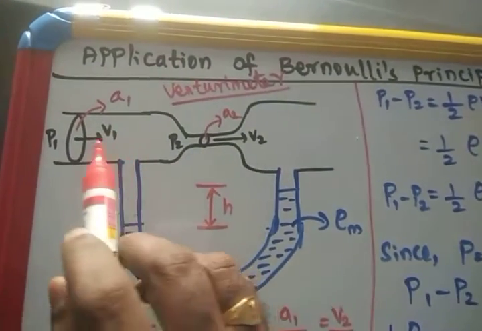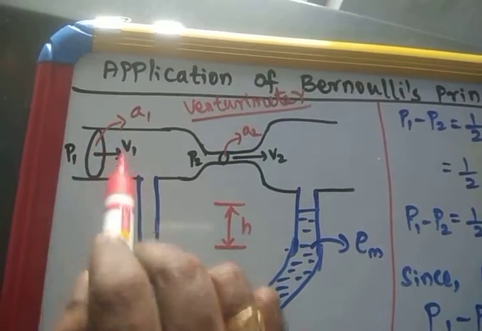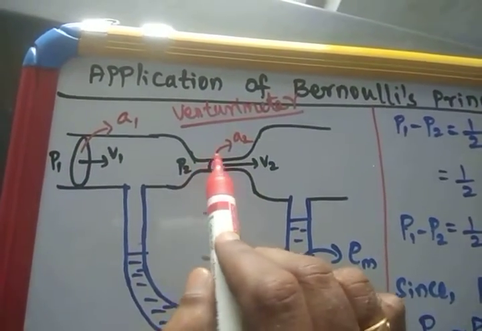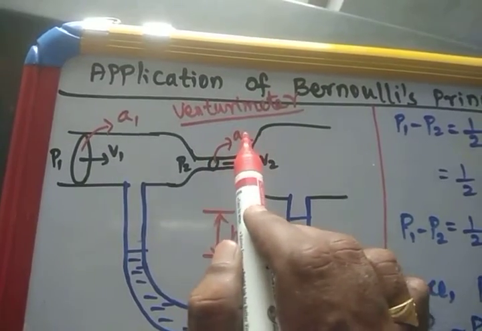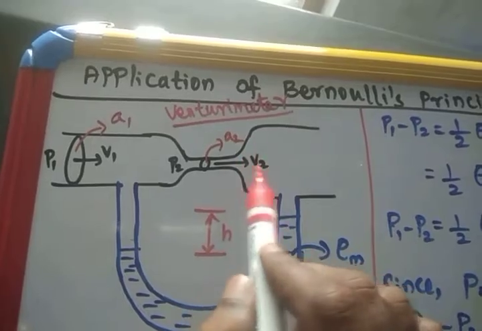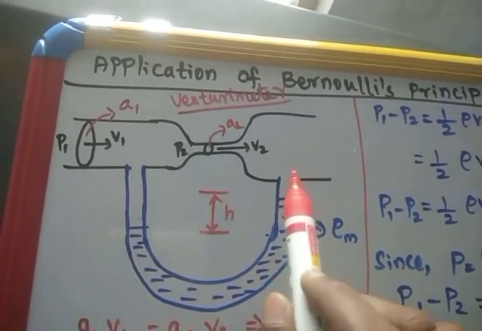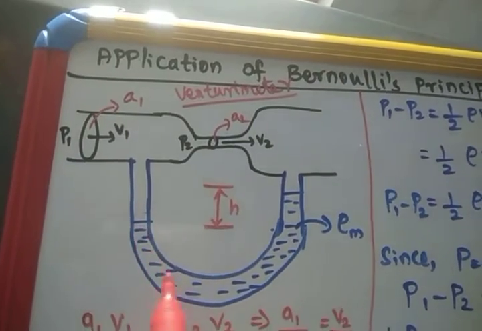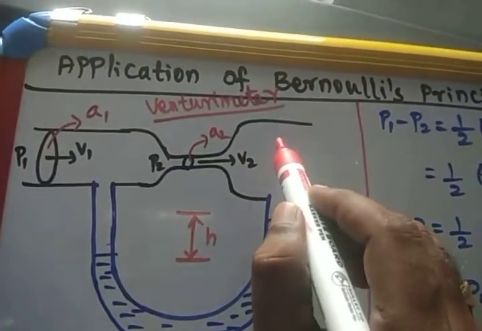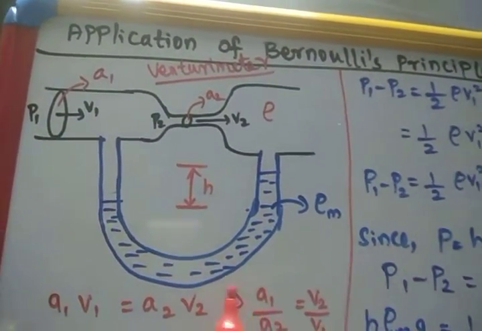Let us consider the tube with the liquid flowing with the velocity V1 in the area of cross section A1 with the pressure P1. There is a small area of cross section A2. In that portion, the same liquid is moving with the velocity V2 with the pressure P2. There will be a small bend here. This is a different liquid with the density rho m. The density of this liquid is rho, and the density of this liquid is rho m.